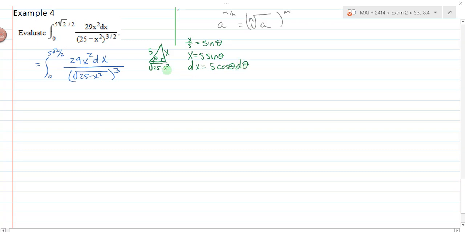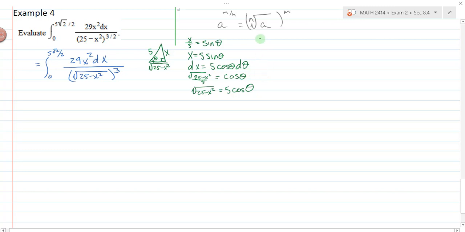The other piece that I need is the radical, and if I put that radical over 5, that's going to be adjacent over hypotenuse, and what trig function is that? Right, it's cosine. So the radical, square root of 25 minus x squared, is going to be equal to 5 cosine theta. Eventually, I'm hoping you'll quit writing this step and just go from here to here. It's okay if you still need to write this out so you can see, well, this is adjacent over hypotenuse and this is opposite over hypotenuse.